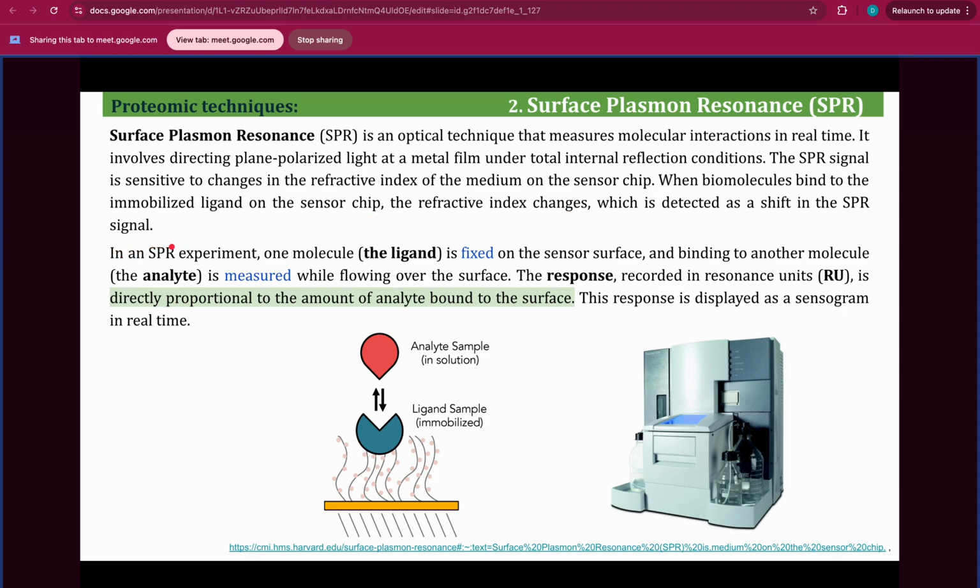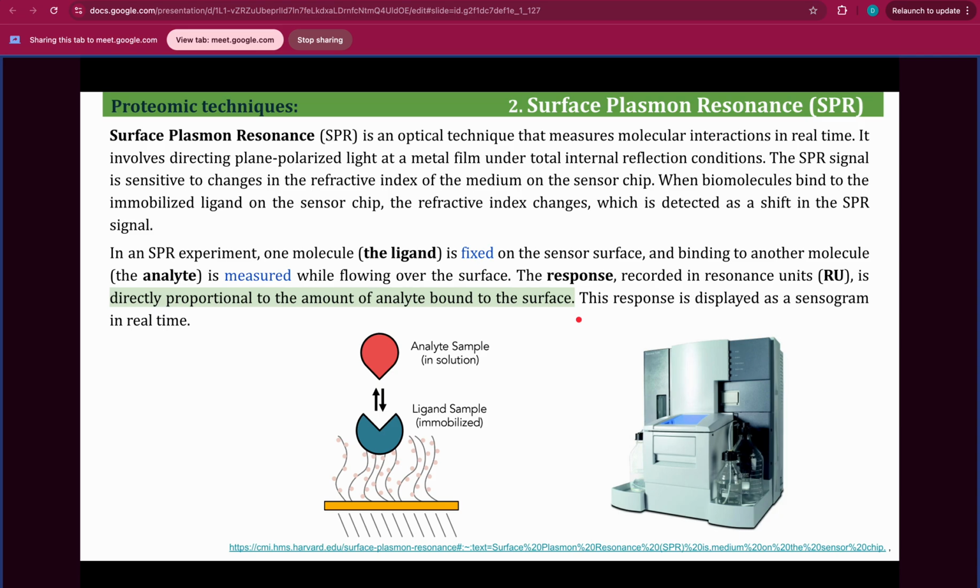In the next slide I'll show you how the signal changes. But first of all, what you have to keep in mind is that in this experiment there will be one molecule, the ligand, which is fixed to the sensor surface. This is the sensor surface, and I have some fibers through which I have attached this ligand. The second thing is binding to another molecule, the analyte. The sample which I am analyzing is referred to as the analyte, and I have to measure whether there will be an interaction between my analyte and ligand or not. The third thing is the response, which I am recording in resonance units, and it is directly proportional to the amount of analyte bound to the surface.